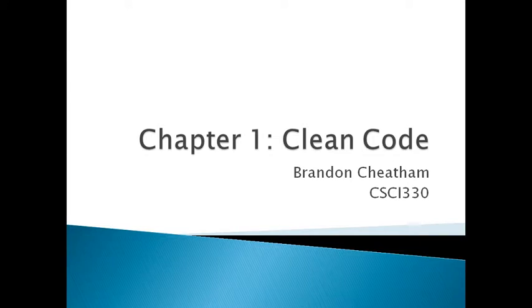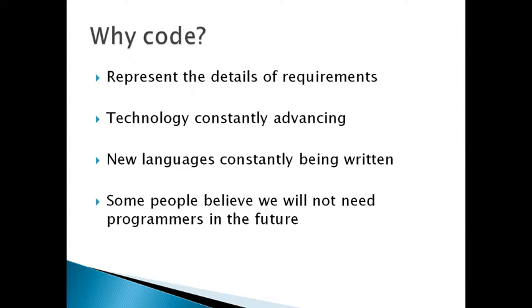Basically, chapter 1 is all about an introduction to what clean code is, why it's important, and some of the steps that you can take as a programmer to make sure that your code is clean and not dirty. So we'll start off by saying what is code, why do we need it? Well, code is what defines and represents the details of the requirements for each program that we're writing. So without code, we wouldn't be able to hone in on the precise details of what we're doing.